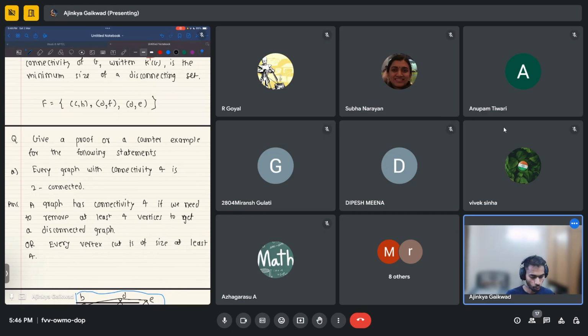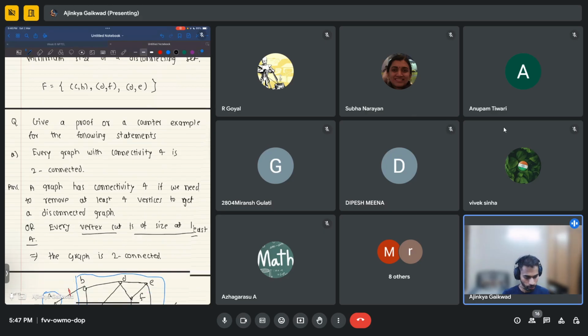Now the question is, is this graph also 2-connected? Yes, because what is a 2-connected graph? If I remove one vertex or fewer, the graph remains connected. It is true, because if you remove only one vertex, then clearly it will not be a vertex cut. Why? Because I know that a vertex cut in this case is of size at least 4. So removing one or fewer vertices cannot disconnect the graph. That implies that the graph is 2-connected, right? Okay, I hope that is clear.